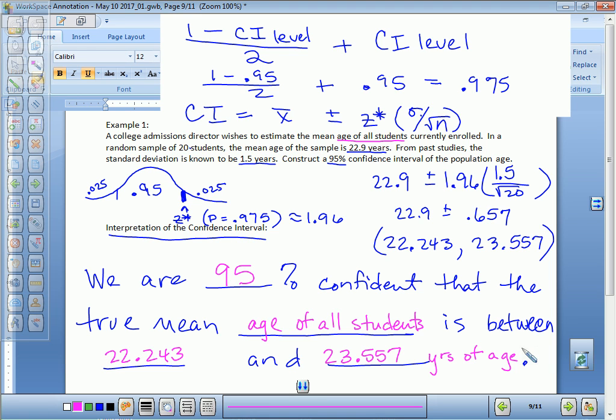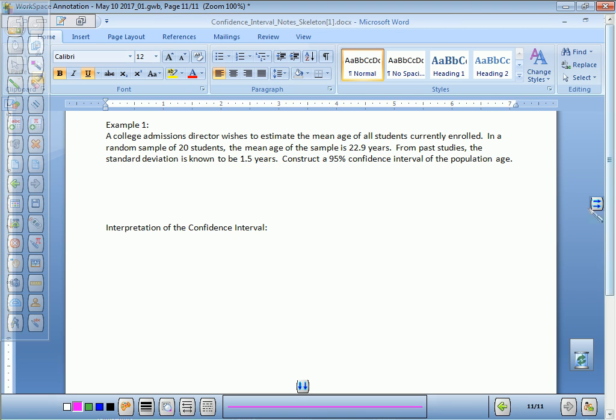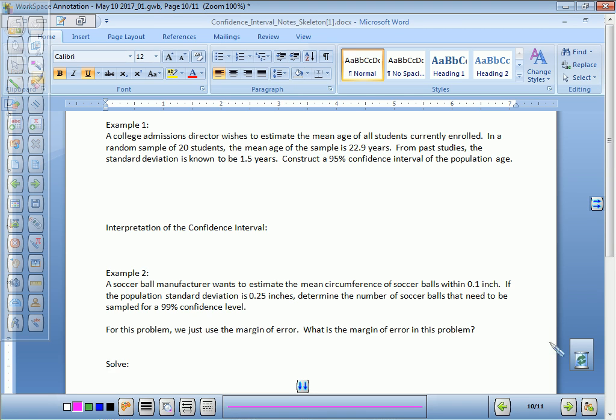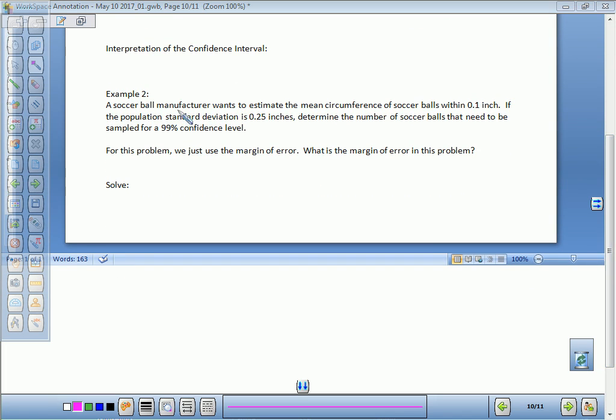Okay, now the last little example on your notes today deals mainly with just margin of error. Let's read this problem together. A soccer ball manufacturer wants to estimate the mean circumference of soccer balls within 0.1 of an inch. So this manufacturer will accept this much differentiation. This is our margin of error. This manufacturer is okay with that much variation.